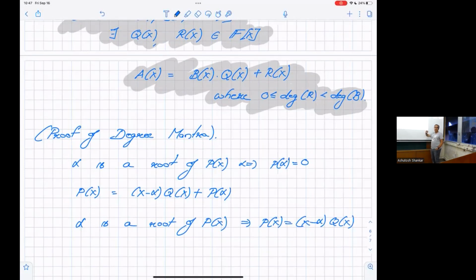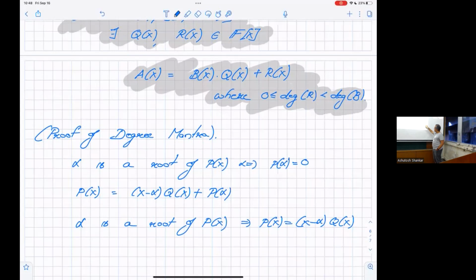So where is the property of fields being used over here? There's one, the division algorithm. Division algorithm might also be true for rings, I believe. I think we should be able to do it. Here is where we'll be using this one. Not true for the, no, where am I using the fact that?